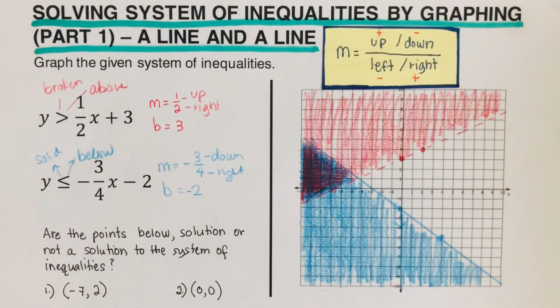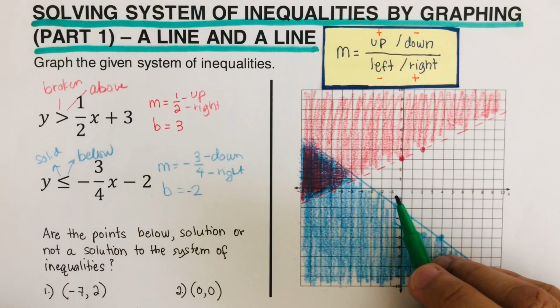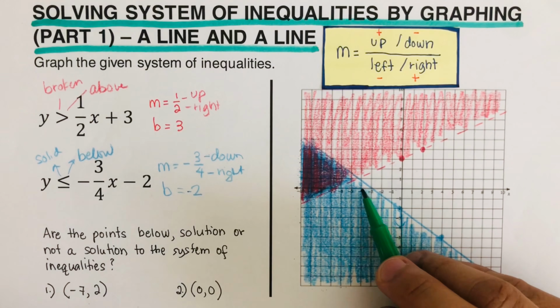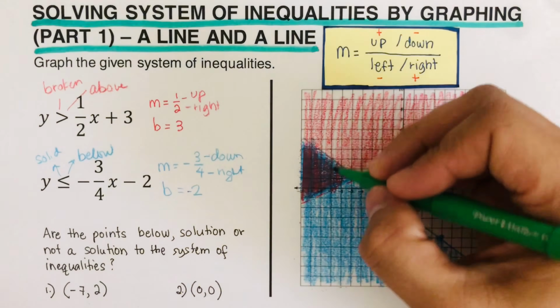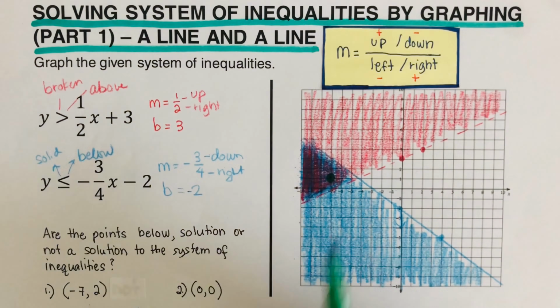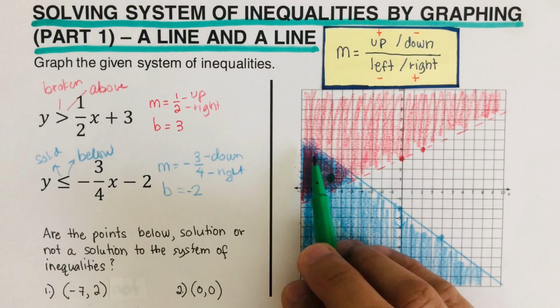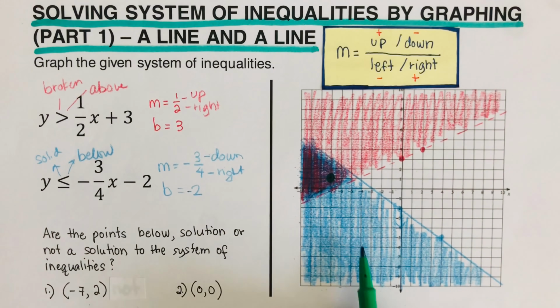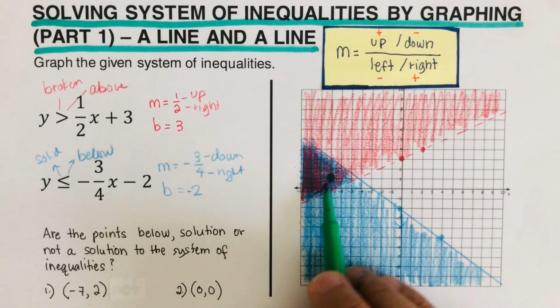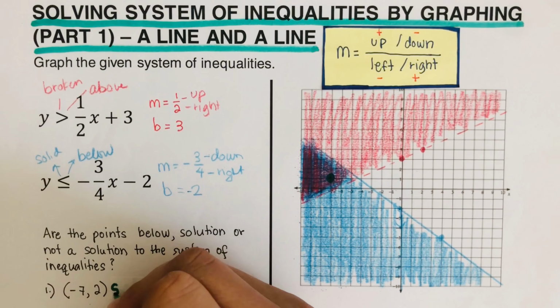Now let's look at this problem right here. We determine whether the points below are a solution or not a solution to the system of inequalities. So it should work for both of them, not only for the red, not only for the blue, but for both of them. So we have here negative 7, 2. So that would be negative 7, 1, 2, 3, 4, 5, 6, 7, and then 2. So it's right here. Since this dot is located on the portion where the red and the blue color overlap, it's this portion right here. So that means this is a solution.